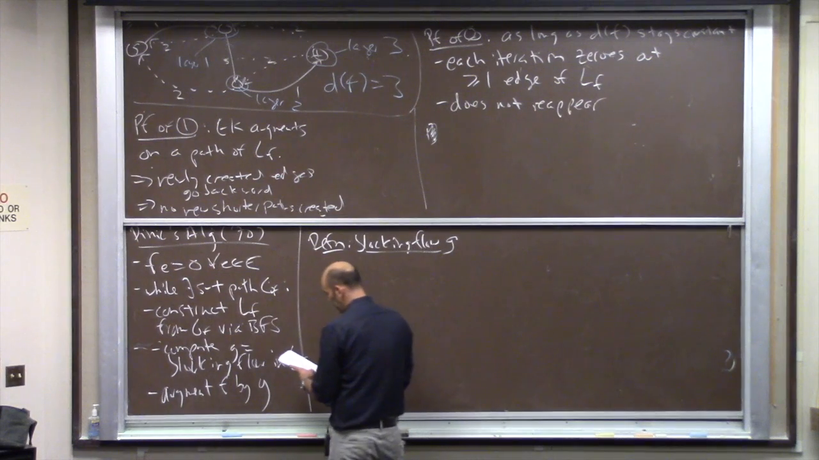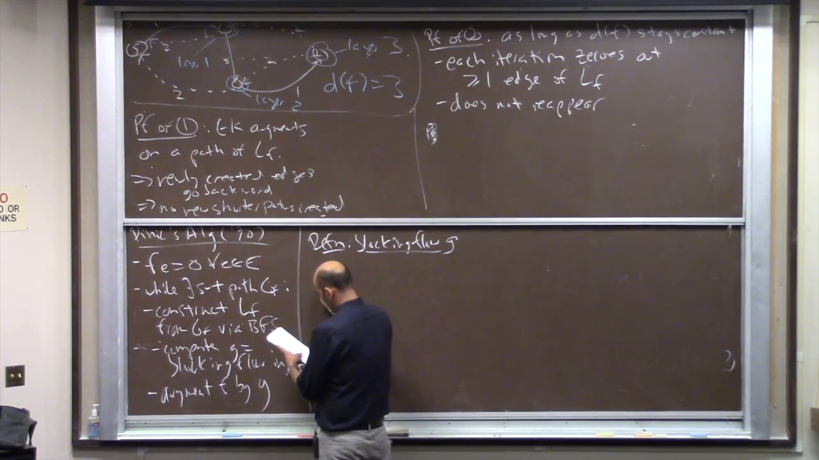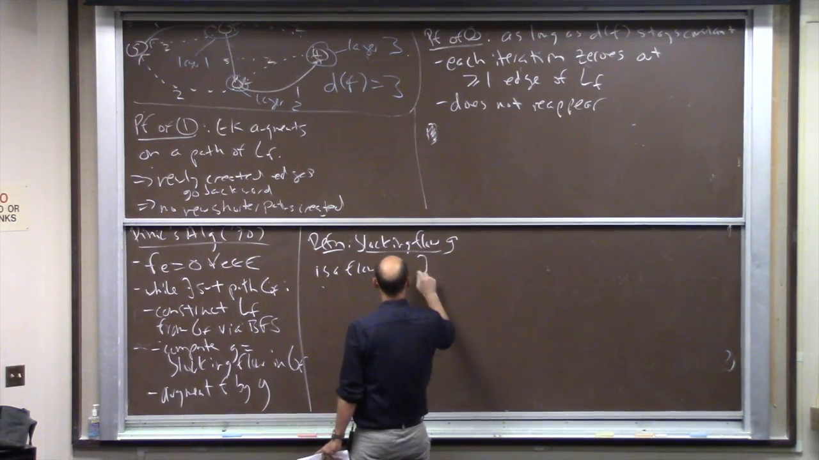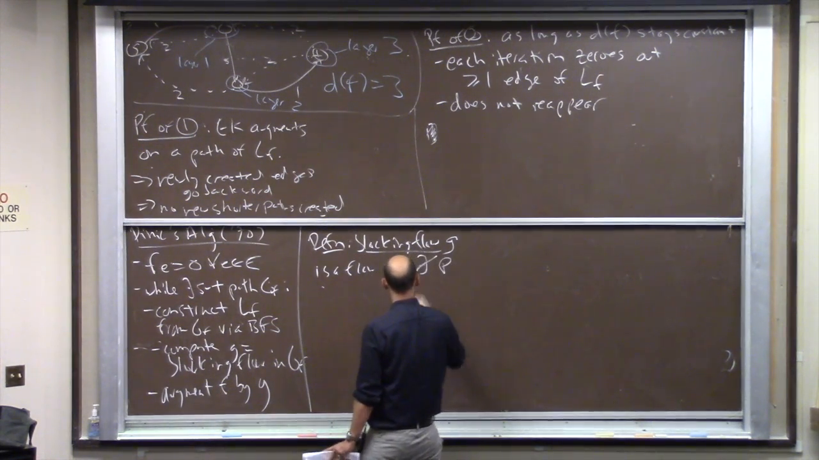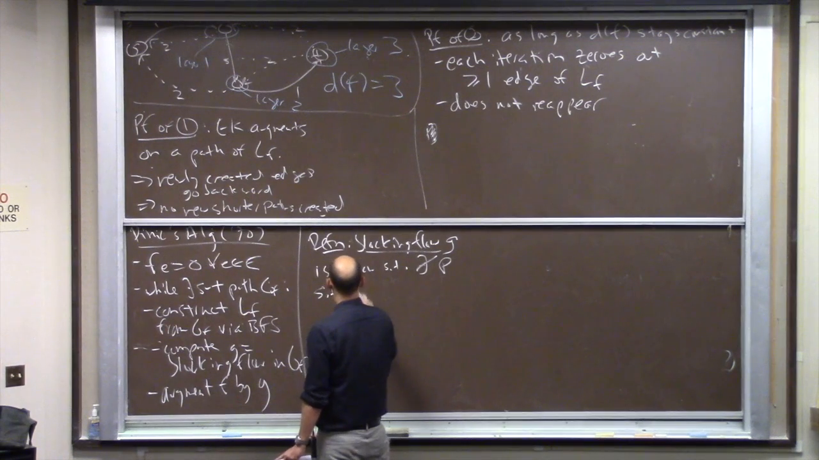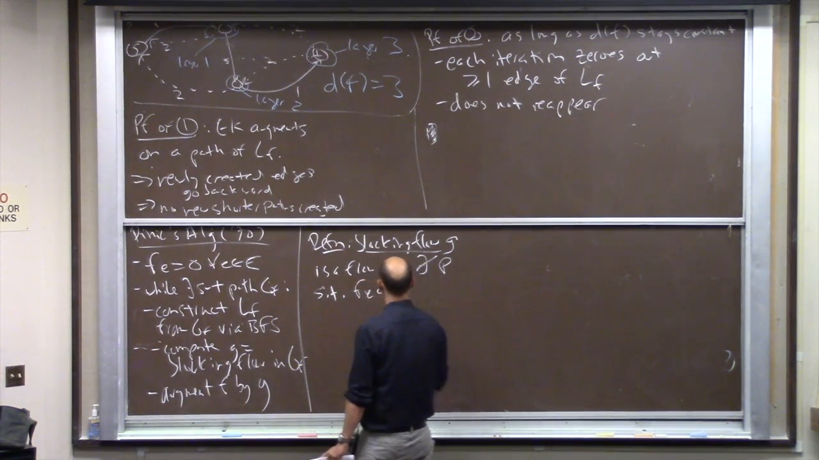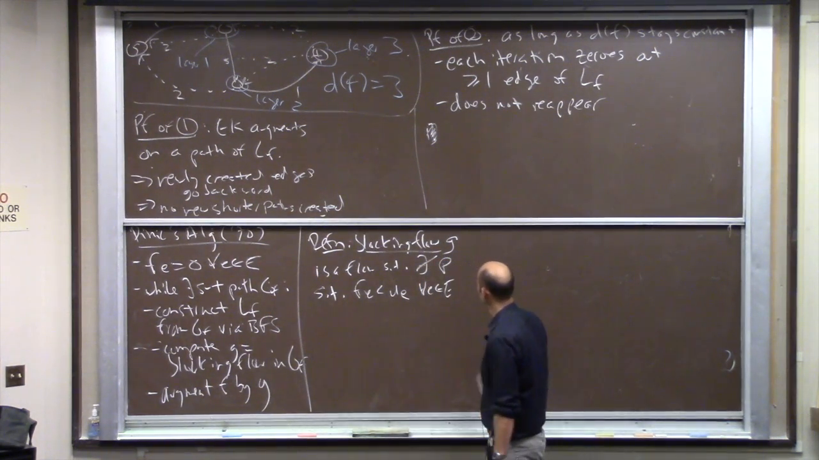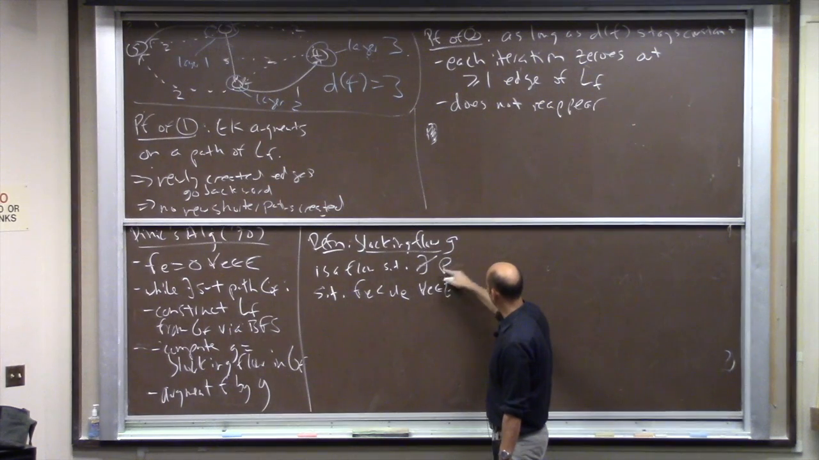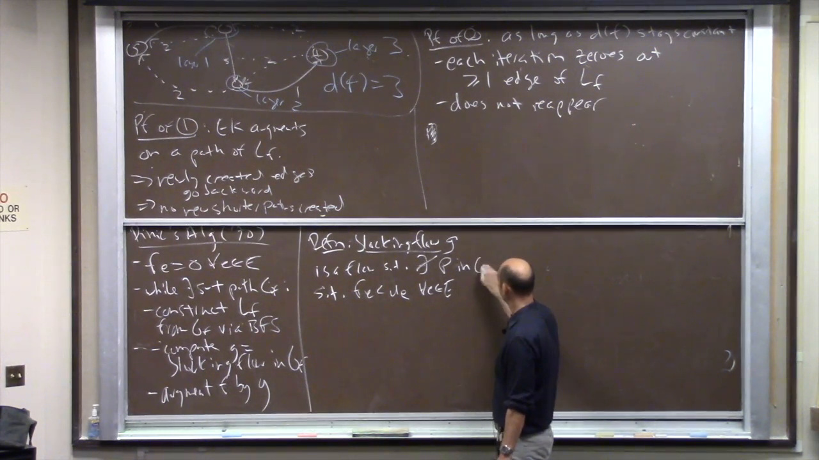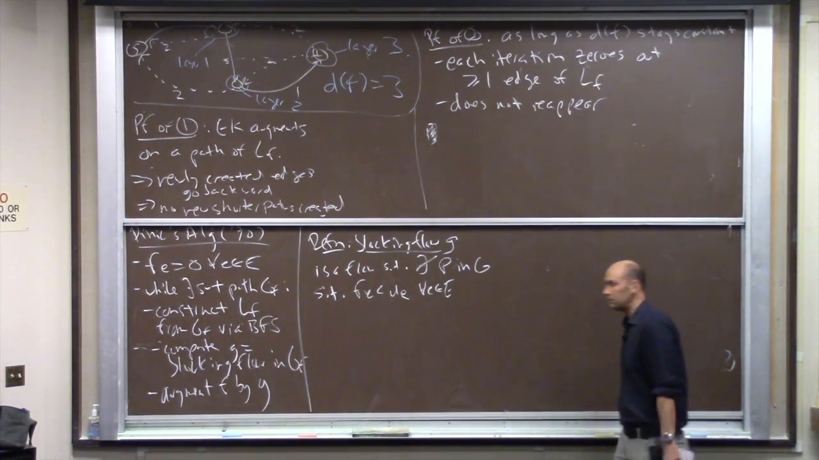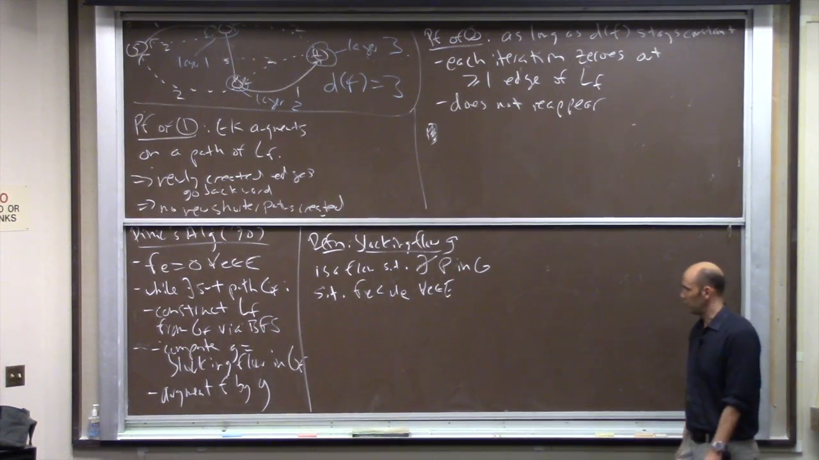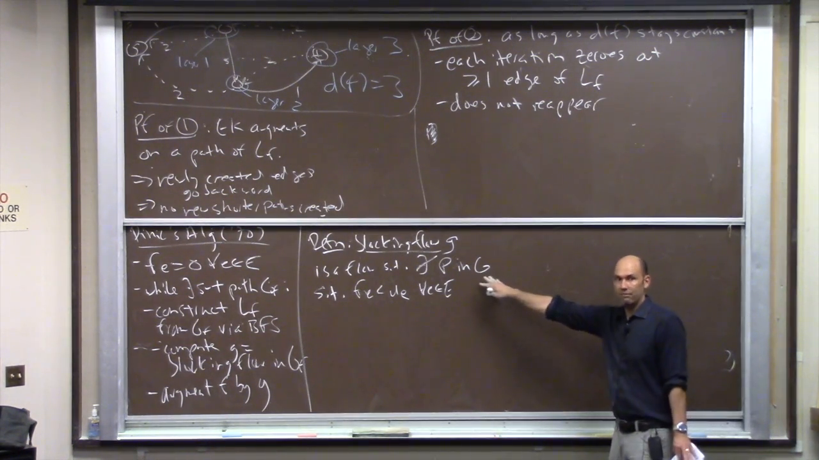So a blocking flow G is by definition a flow such that there is no path with room left on every path. I should say there does not exist a path in G, okay? It's not talking about the residual network, it's talking about just some graph.